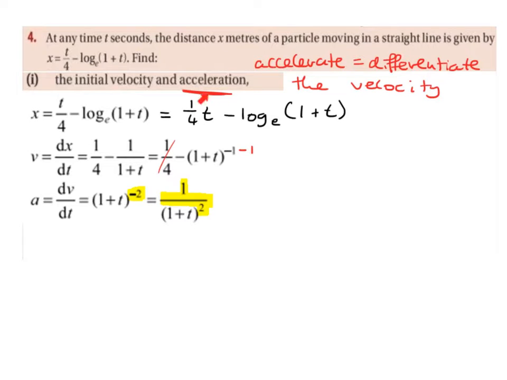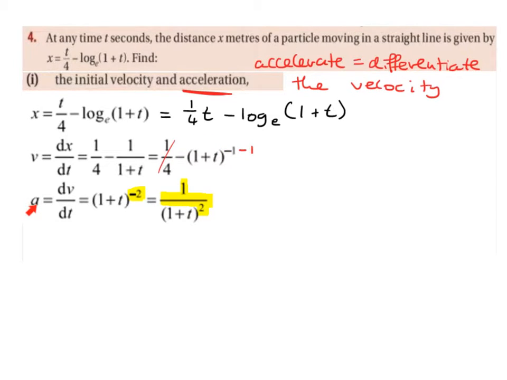Okay, so now we want to find the acceleration. And remember that acceleration means differentiate the velocity, or basically find a second derivative. We worked out v equal to 1 over 4 minus 1 over 1 plus t, which we rewrote as 1 over 4 minus 1 plus t to the power of minus 1. Again, this is just a better way to write it.